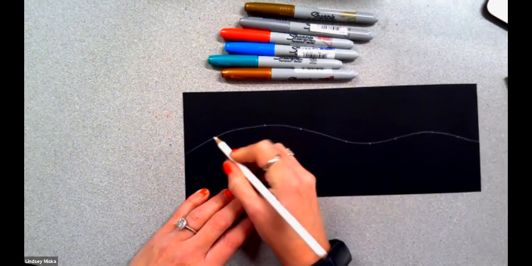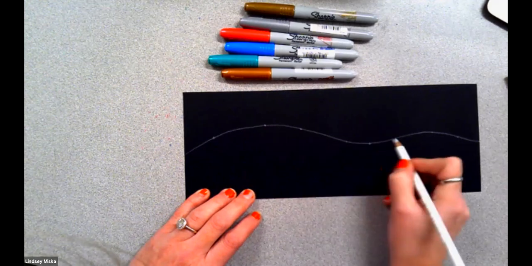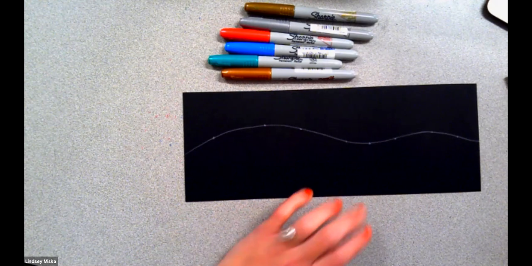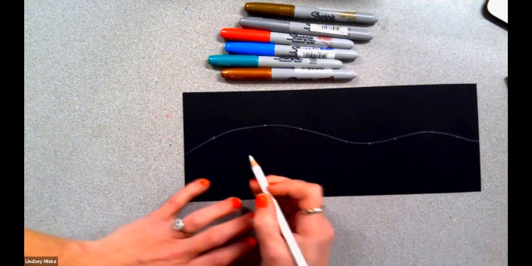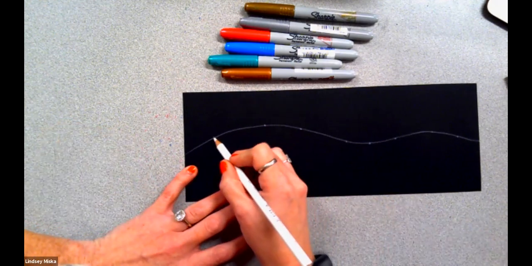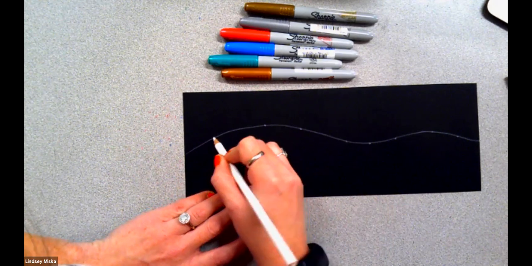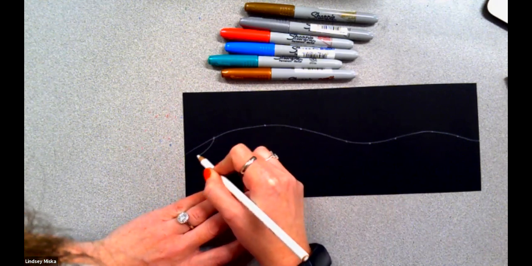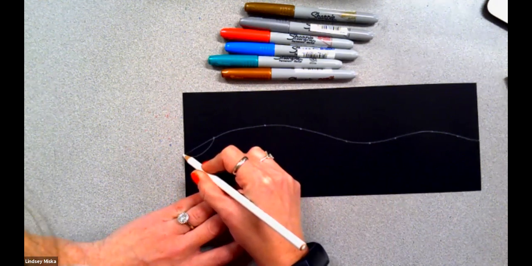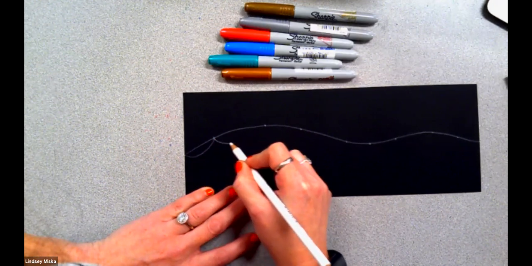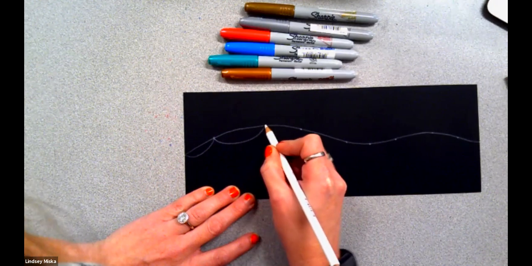So I did 1, 2, 3, 4, 5, 6, 7, 8. I am doing 8. Then what I'm going to do is take my color pencil and I'm going to start at the dot that I have here, and I'm going to create a curved line that connects to the end of the paper. Then I'm going to start from that same dot. I'm going to create another curved line that connects to the next dot.